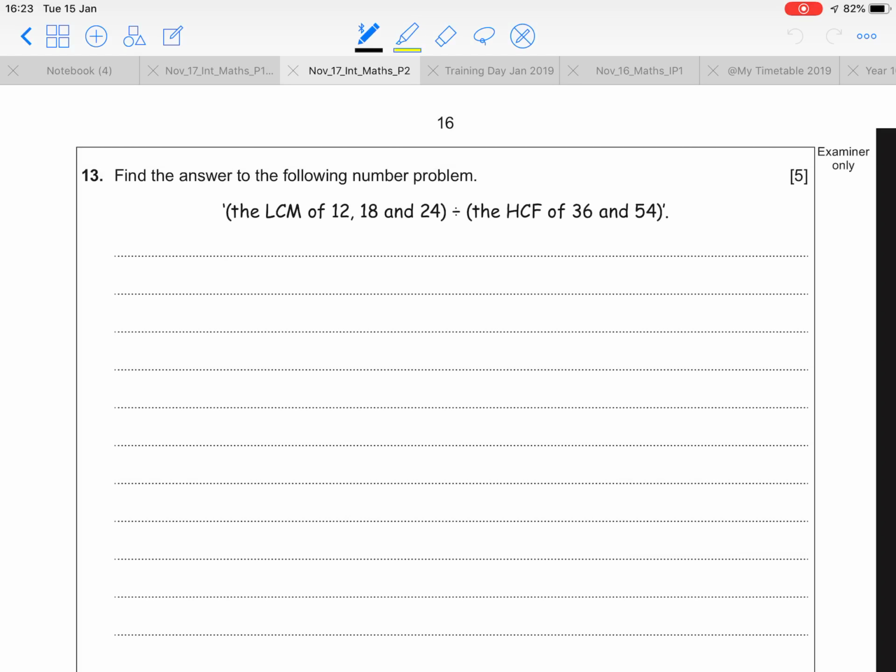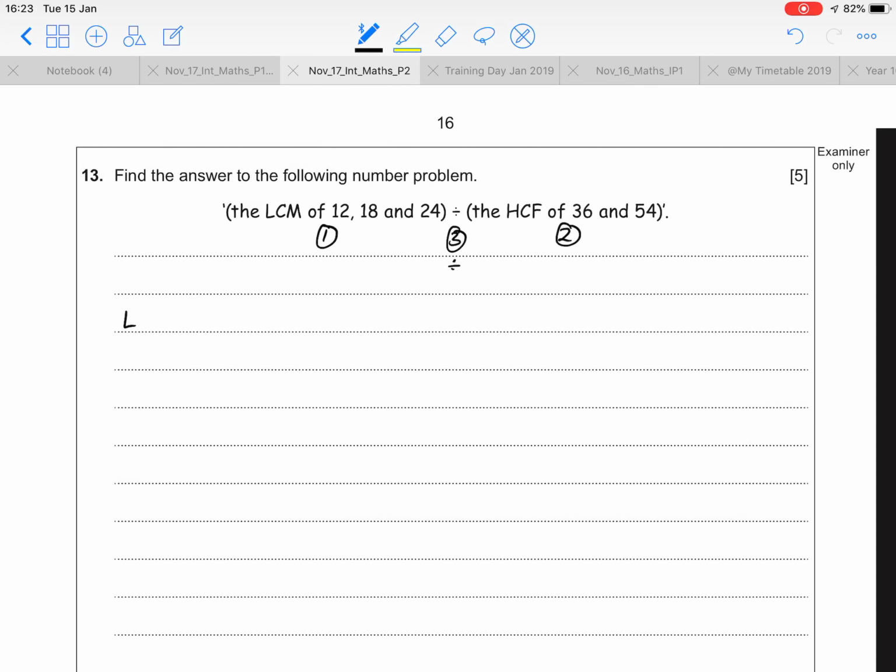LCM and HCF. Find the answer to the following number problem. The LCM of 12, 18 and 24 divided by the HCF of 36 and 54. So this is a 3-part question. Part 1, find the LCM. Part 2, find the HCF. And then part 3, do that division.